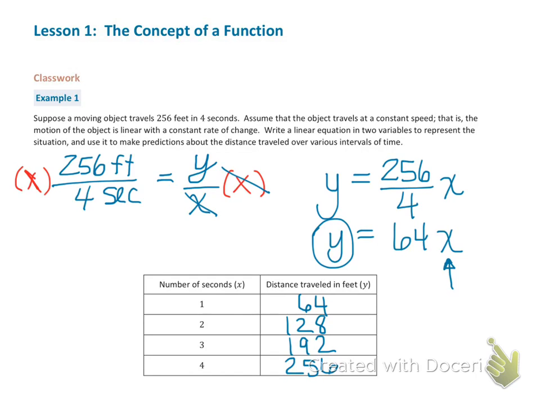Now, if I wanted to calculate the average speed over the first 3 seconds, I could say that the distance was 192. Average speed is total distance over total time, over 3 seconds. And when I divide that out, I'm going to get 64 feet per second. Okay, so the average speed is always the same over every time interval.